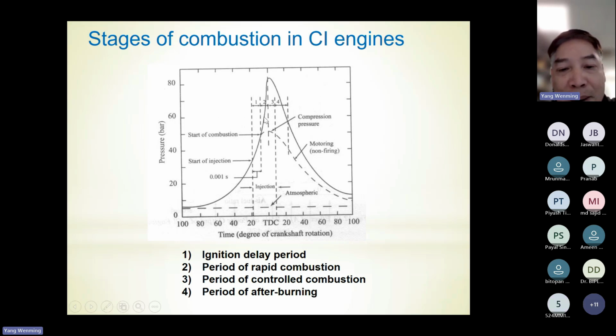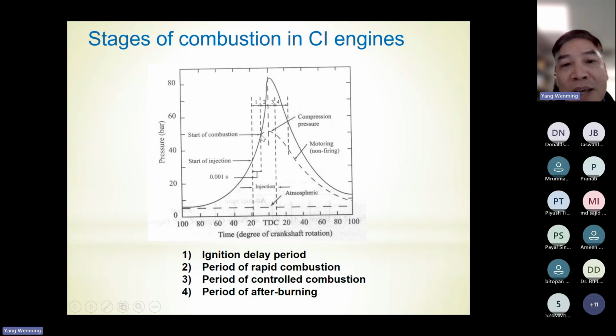The second one is the rapid combustion process. From the start of the combustion process until the peak pressure, this period is called the rapid combustion process. During the ignition delay time, a lot of fuel evaporates and forms a combustible mixture with the air, correct? So once combustion starts, it will be very fast.